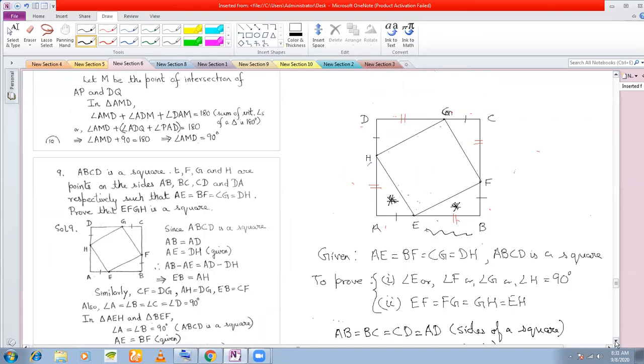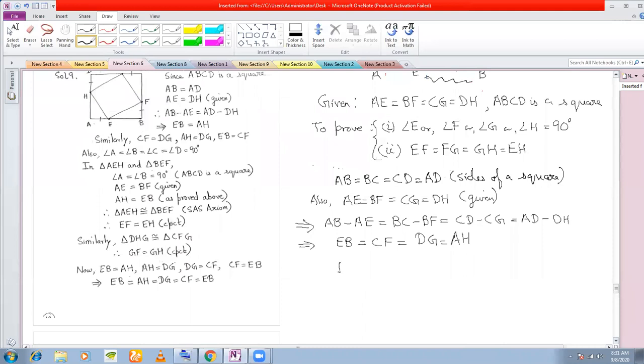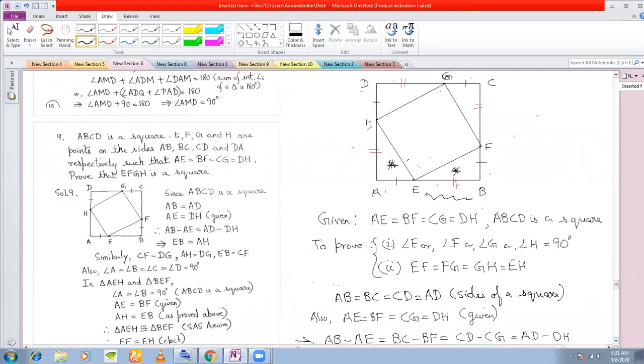So I consider triangle AEH and BEF. In triangle AEH and triangle BEF, what sides or angles are equal? Let's see. These two red marked sides are equal. These two red marked sides are equal. Next, these two black marked sides are equal, this one and this one.